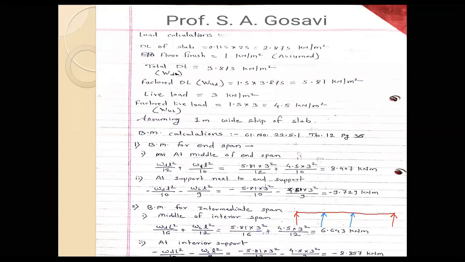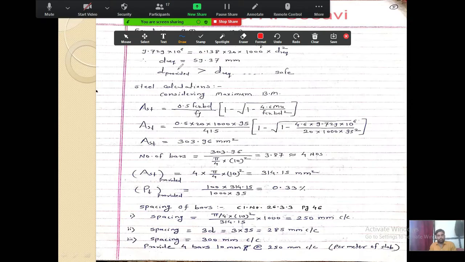Now the points where we have calculated the bending moment: first of all, the middle of the end span, which is this point, where the profile is like this. If you put the value, you will get D required as 59.37 mm, and D provided is greater than D required. Hence it is safe. Whatever we have provided is more than what is required.